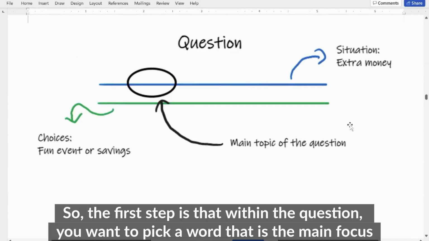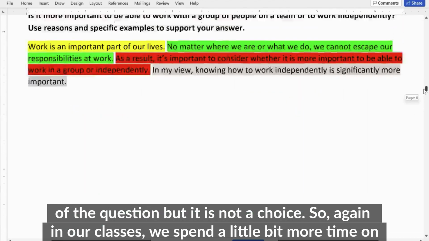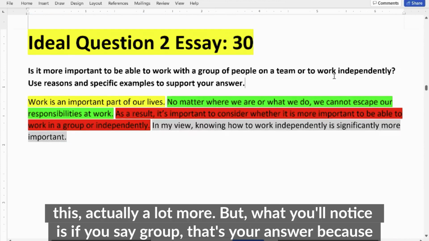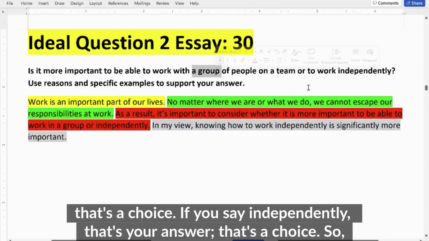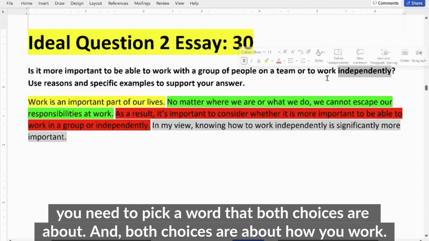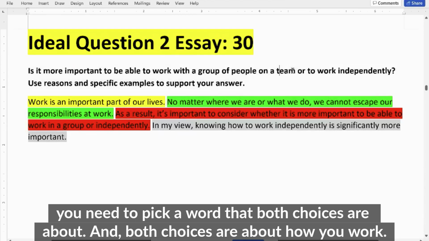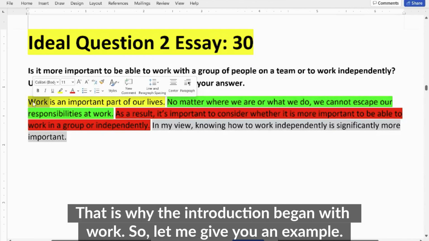So the first step is that within the question, you want to pick a word that is the main focus of the question, but it is not a choice. So again, in our classes, we spend a little bit more time on this, actually a lot more. But what you'll notice is if you say group, that's your answer because that's a choice. If you say independently, that's your answer. That's a choice. So you need to pick a word that both choices are about. And both choices are about how you work. That is why the introduction began with work.